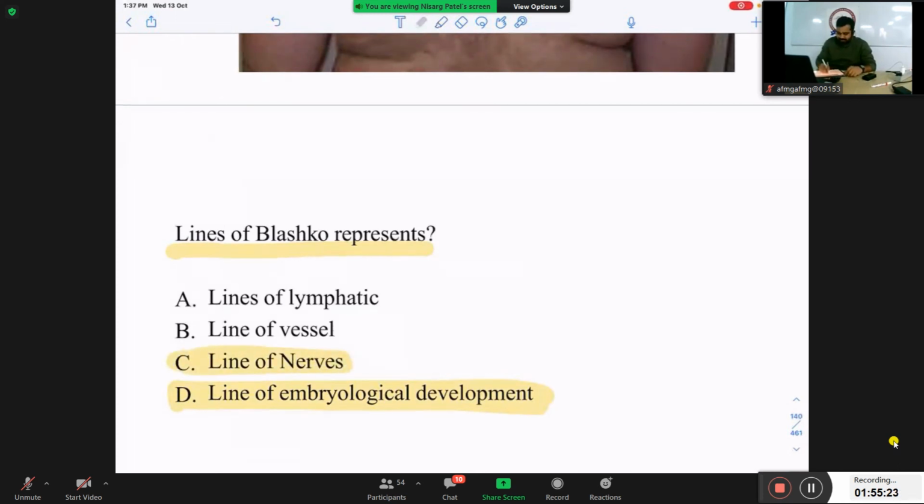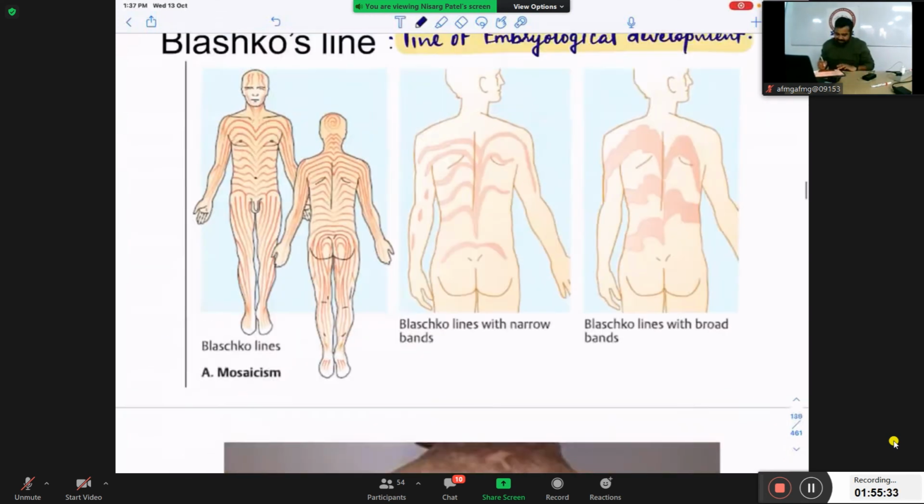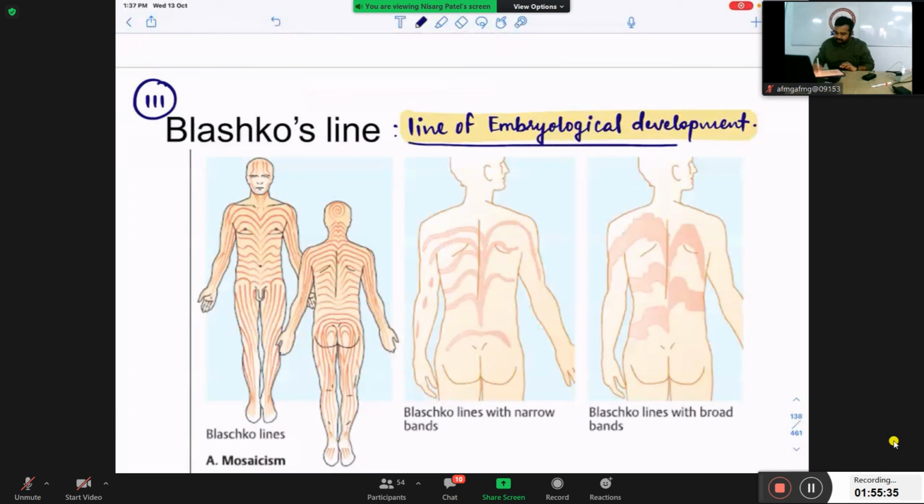So, what are the lines of nerves? These lines are the dermatomal lines. What are the lines of collagen fiber? Langer's lines. These are the lines of Langer. But remember, these lines, Blaschko's lines, are just an embryological derivative. There is no underlying nerve, blood vessel, or lymphatic. So no relation to any nerves, blood vessels, or lymphatics.